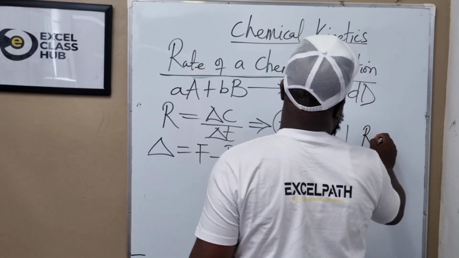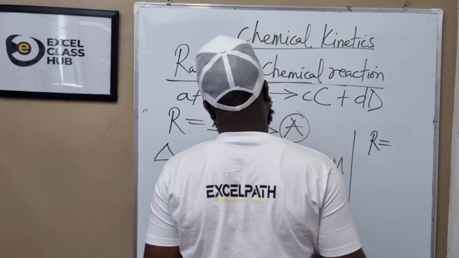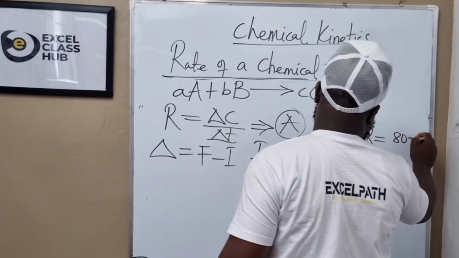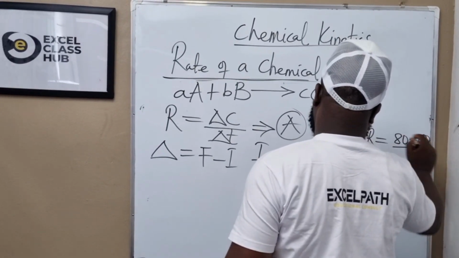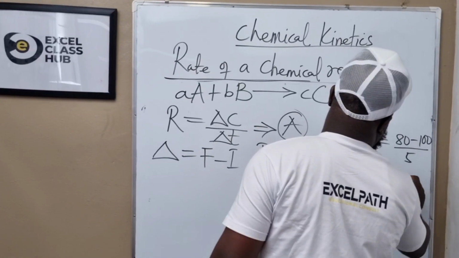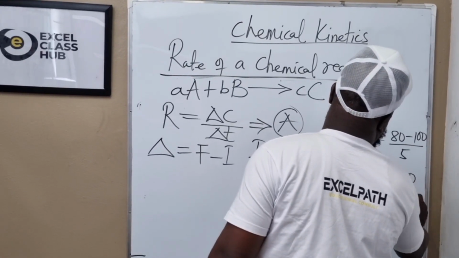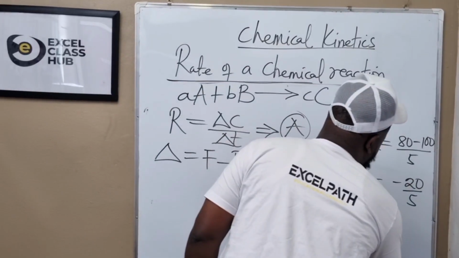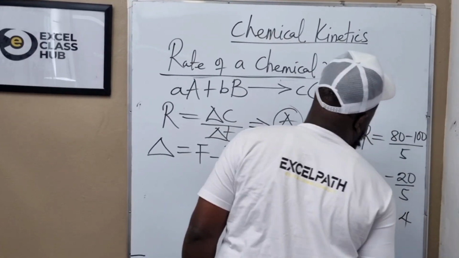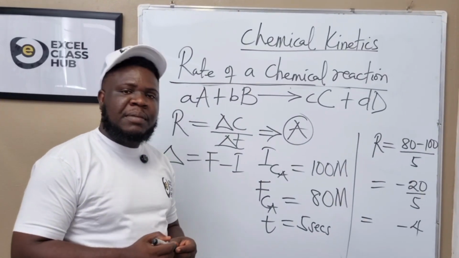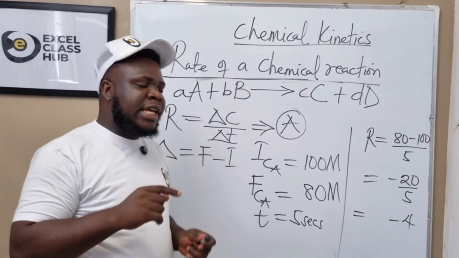So the rate now becomes the change in concentration of A, that is final minus initial. That becomes 80 minus 100 all over the time, which is 5 seconds. 80 minus 100 is minus 20, divided by 5. That will give us what? Minus 4. But remember, I told you that the rate of a chemical reaction can never be negative.